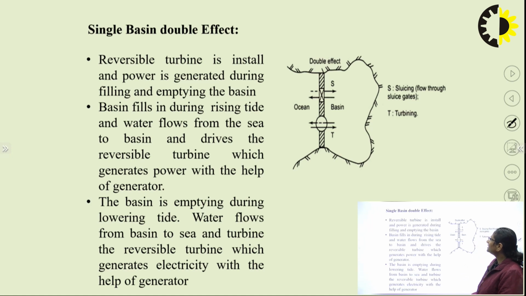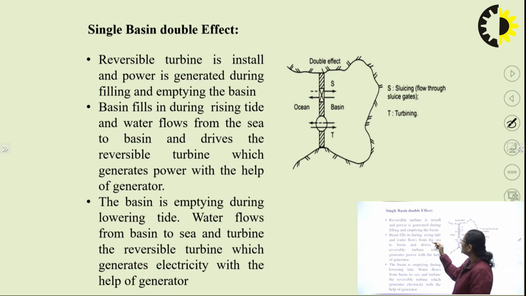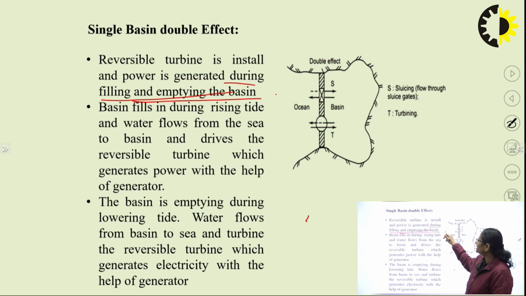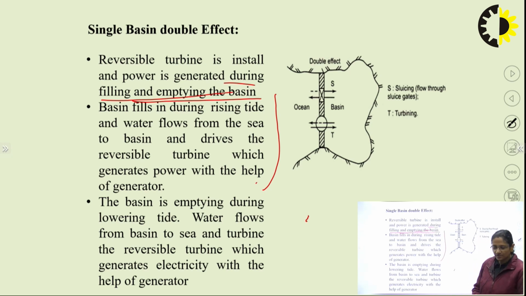Then comes the single basin double effect system. In this particular system, we have the reversible turbine. The reversible turbine is installed and power is generated during filling as well as during emptying of the basin. So, the basin fills during rising tide, and water flows from the sea to the basin and drives the reversible turbine, which generates power with the help of the generator, right?